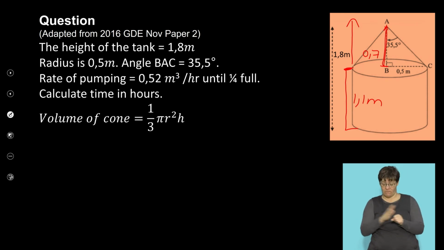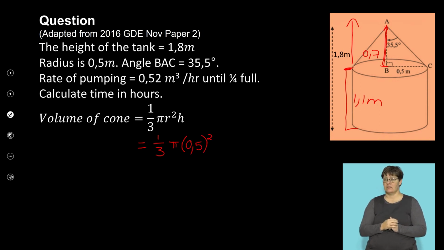We've got that angle. We also know the rate of pumping until it's a quarter full. So we need to calculate the time in hours, but I'm first going to have to calculate the volume of my cone before I can move on. The volume of a cone is normally said to be a third times pi times r squared multiplied by the perpendicular height. But I can actually work this out by filling in what I know. So it's going to be a third times pi times my radius squared, which is 0,5 squared, multiplied by my height, which I found earlier is 0,7.